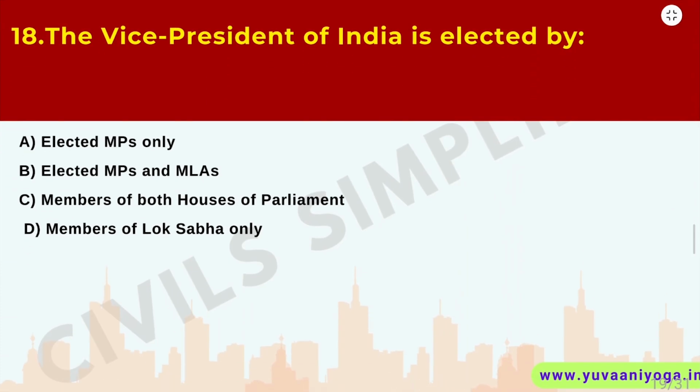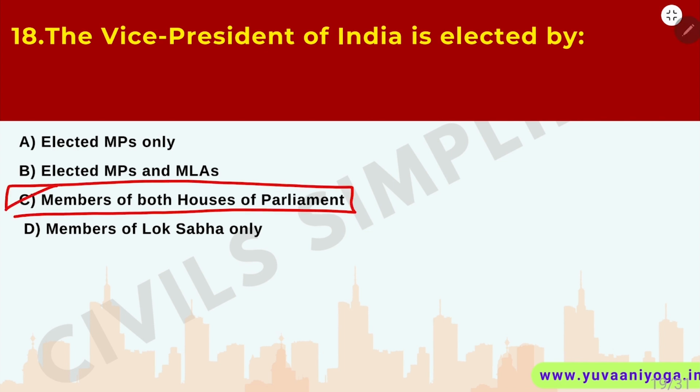The Vice President of India is elected by? Option C, members of both houses of the parliament, both Lok Sabha and Rajya Sabha.